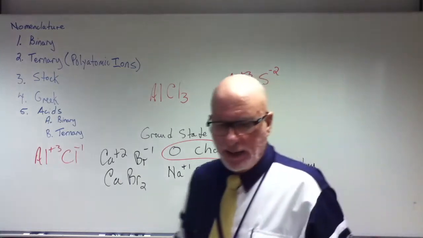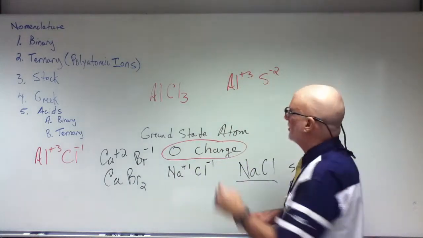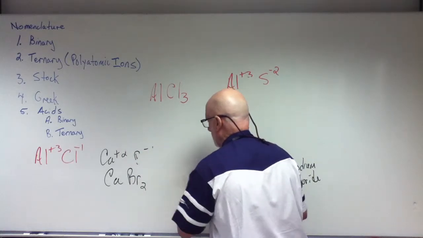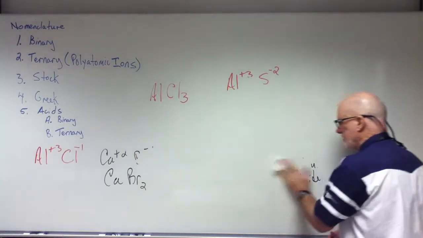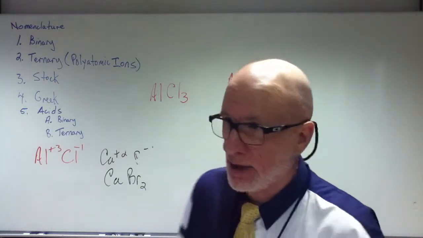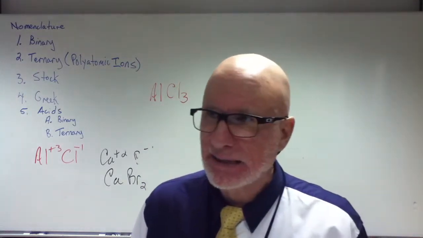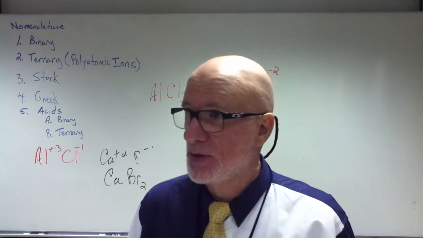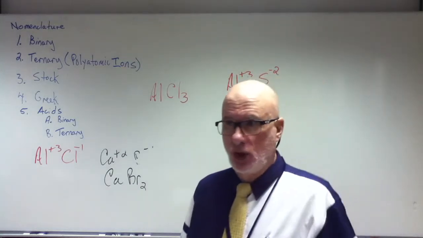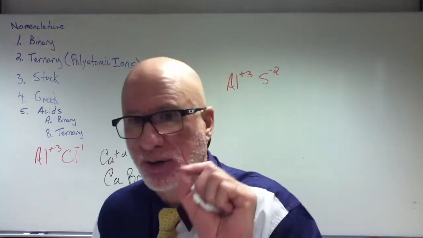Andrew did that one so quickly, but I have to make sure that everybody can do this, right? So what's the least common multiple between 3 and 2? It's 6, right? Okay, good. Well, what do I multiply a 3 by to get 6? I multiply it by 2. So how many aluminums am I going to need? I'm going to need 2. Okay? How do I represent 2 aluminums?